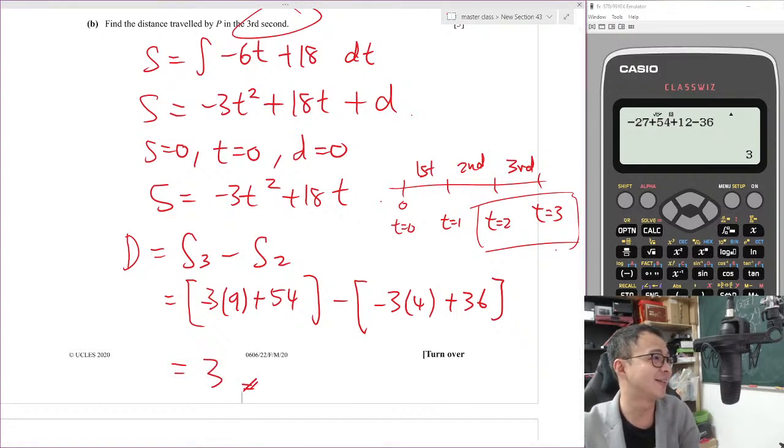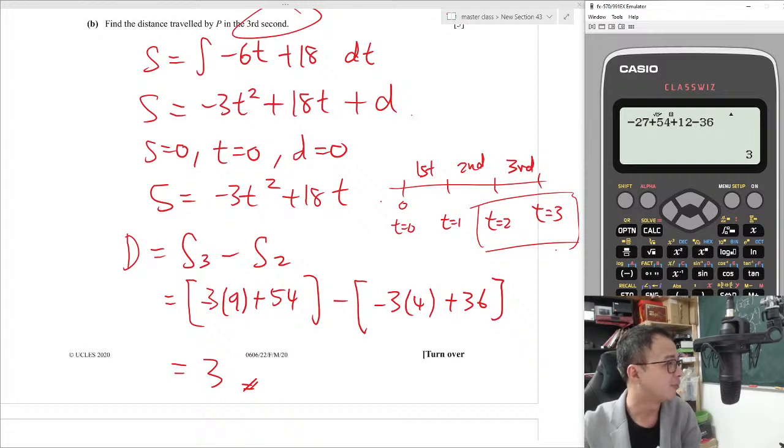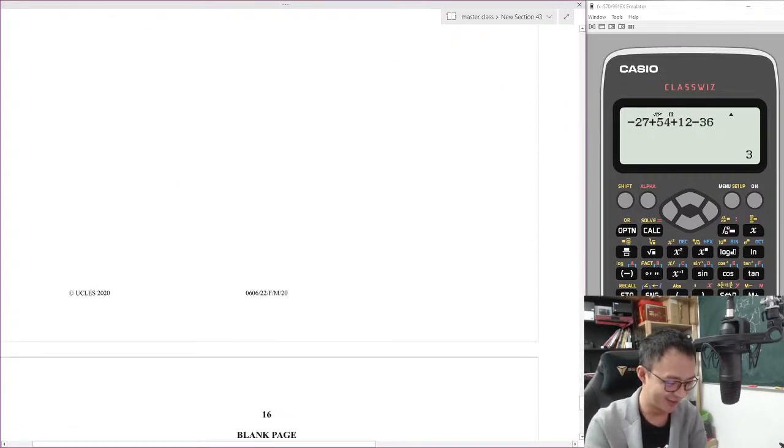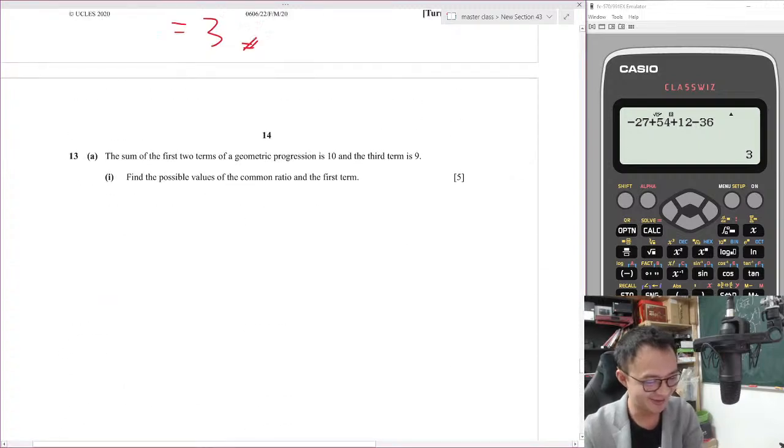I hope my answer is correct. Is my answer correct here? Doesn't seem correct. Why is it much more difficult than mine? Yeah, 3 is correct. Because this paper has question 13. Oh my god.